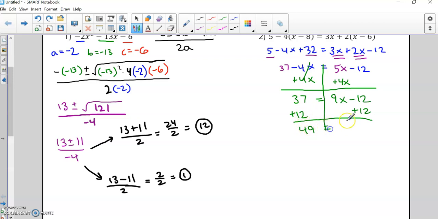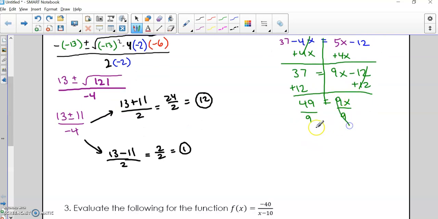And then on this side, this goes away, so 9x. And now our last step is to divide both sides by 9. So our final answer is that x is going to be equal to 49 divided by 9. You can't simplify that any further, so that is fine for your answer.